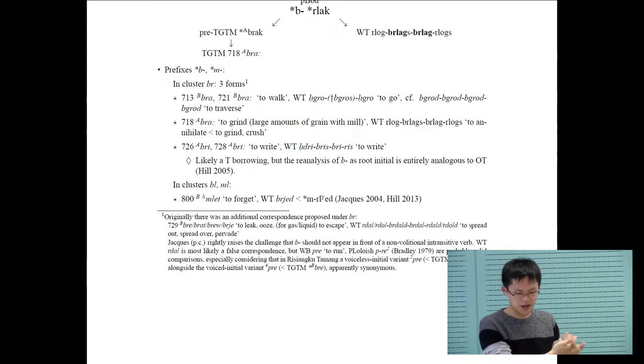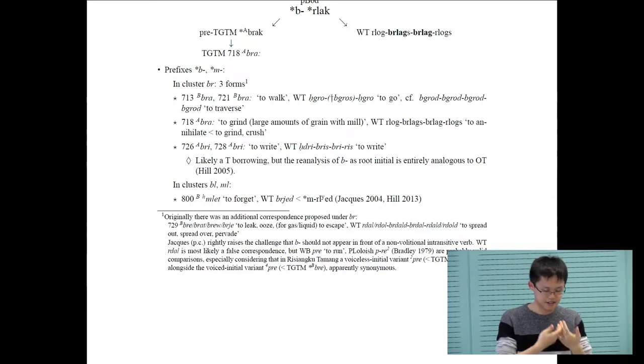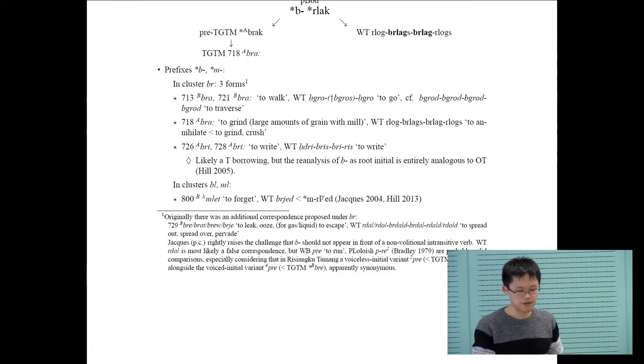Similarly, you have bra to grind. So this is the prototypical example. In TTM, to grind large amounts of grain. In written Tibetan, you get a verb that has a more abstract meaning, to annihilate, to reduce to dust in that sense. And here you see a clearer case of B prefixation being reanalyzed and preempting the initial.